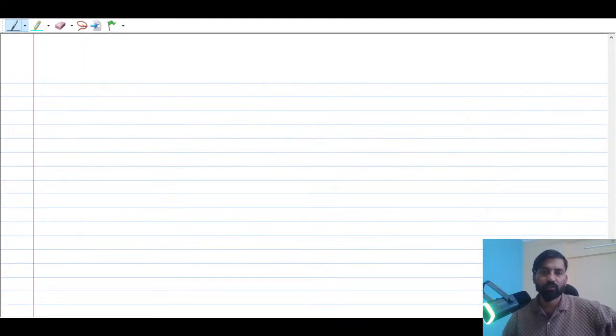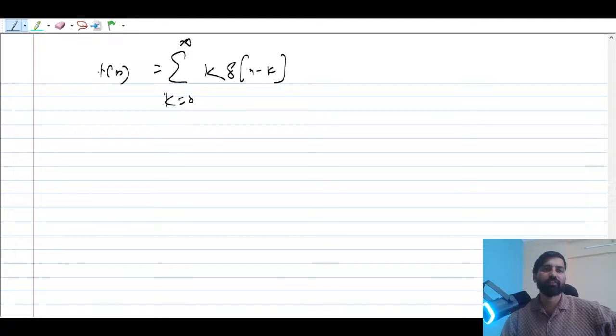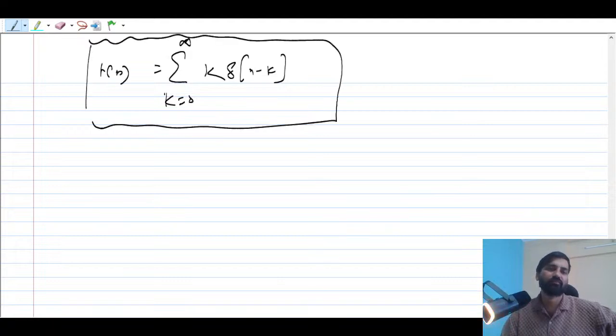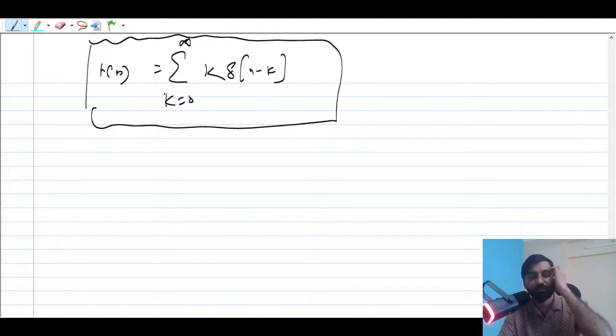I believe this is fine for all, right? So this is one important point. And if you take delta of n, multiply with k and sum over k equal to 0 to infinity, this will give you r of n, which is nothing but a ramp. That is one of the important properties again. So the signal u of n may be expressed as the sum of shifted versions of the impulses, right?